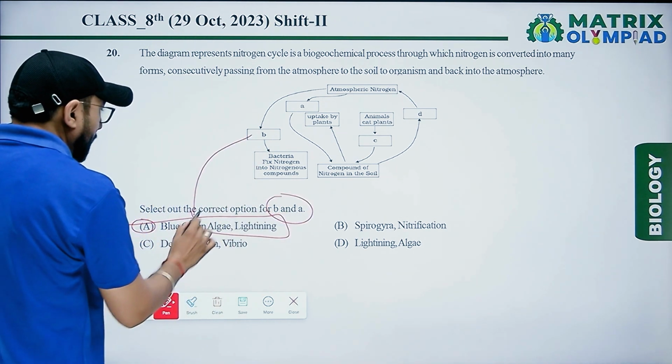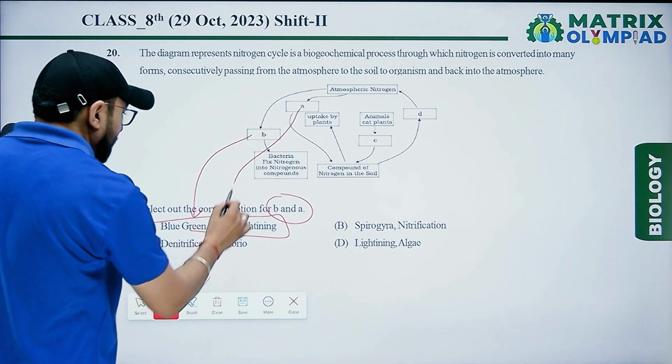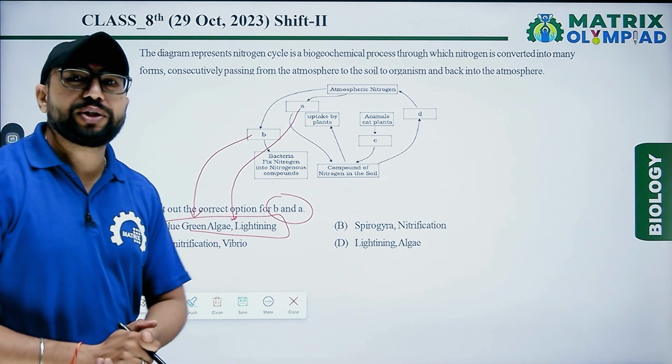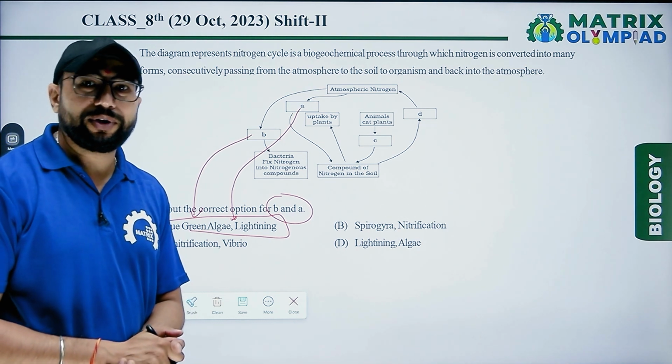B is the blue-green algae and this one is lightning. So, these are the solutions for biology portion for class 8.